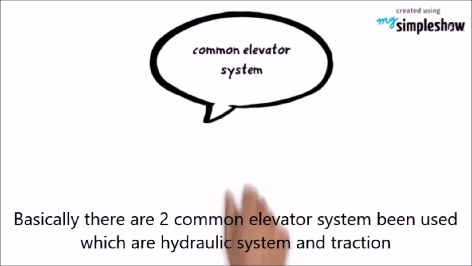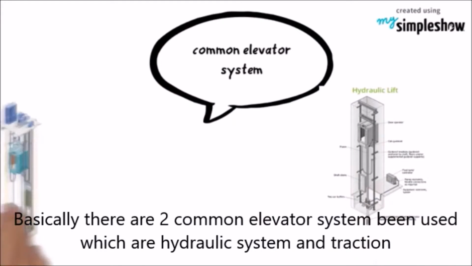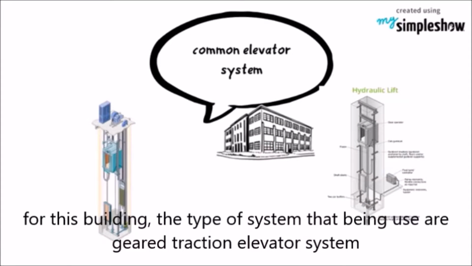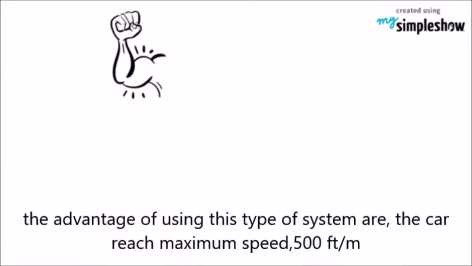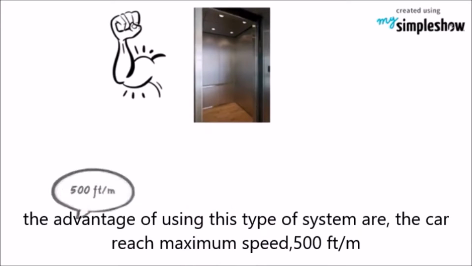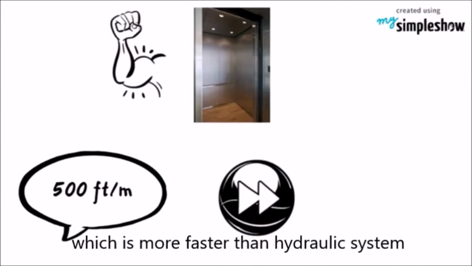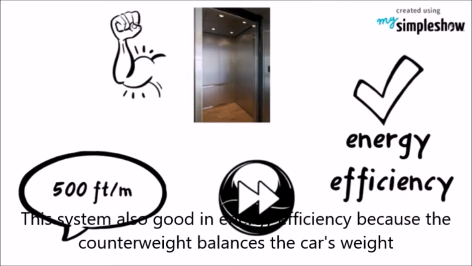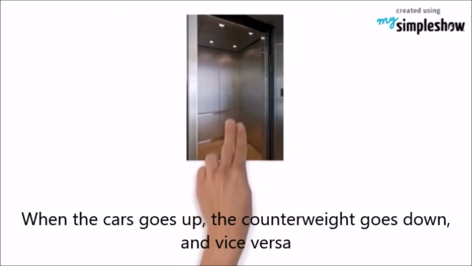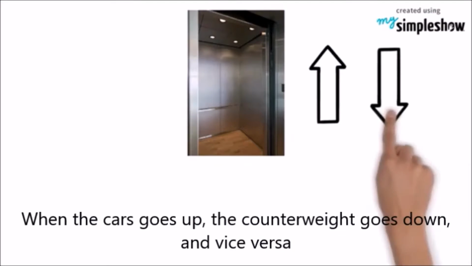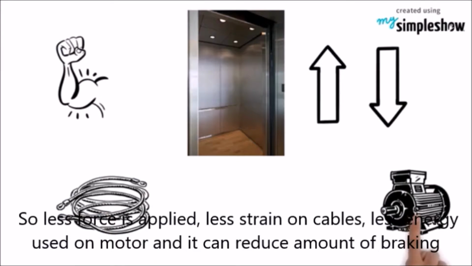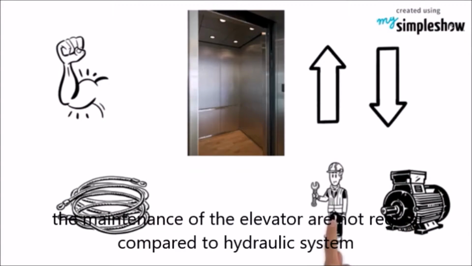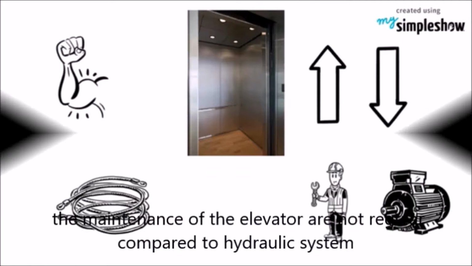Basically there are 2 common elevator systems, which are the hydraulic system and traction. For this building, the type of system used is the geared traction elevator system. The advantage of this system is that the car reaches a maximum speed of 500 feet per minute, which is faster than the hydraulic system. This system is also good in energy efficiency because the counterweight balances the car's weight. When the car goes up, the counterweight goes down, and vice versa. So less force is applied, less strain on cables, less energy used by the motor, and it reduces the amount of braking. The maintenance of the elevator is less frequent compared to the hydraulic system.